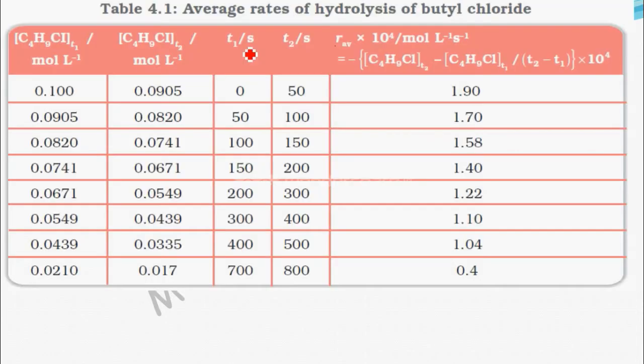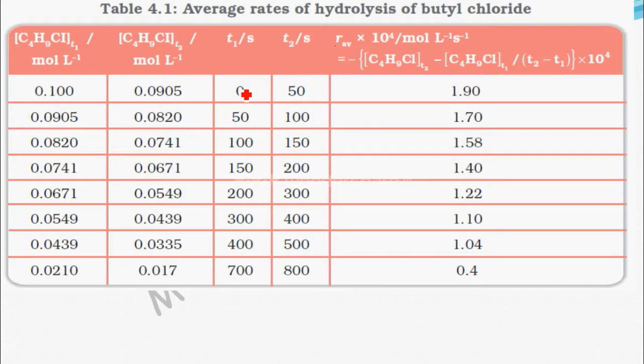See how. Here I have taken his given data in the form of a table. This is a concentration of butyl chloride column, and this is also a concentration of butyl chloride column. This is the time column, and this is also a time column, and this is the calculated average rate of reaction column. See, this concentration corresponds to this time T1, and this concentration corresponds to this time T2.